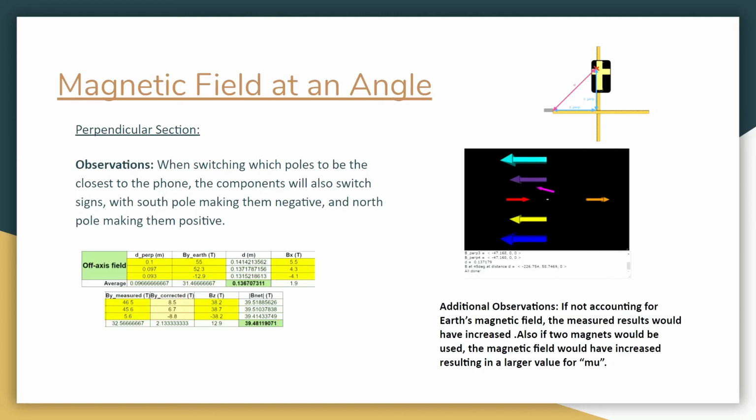The second observation I made was using 2 magnets. I did a little experiment with that, and I noticed that the magnetic field also increases. I believe this is due to there being a higher value for mu, and that's why it's causing a higher BNet value as well as BX, BY and BZ.